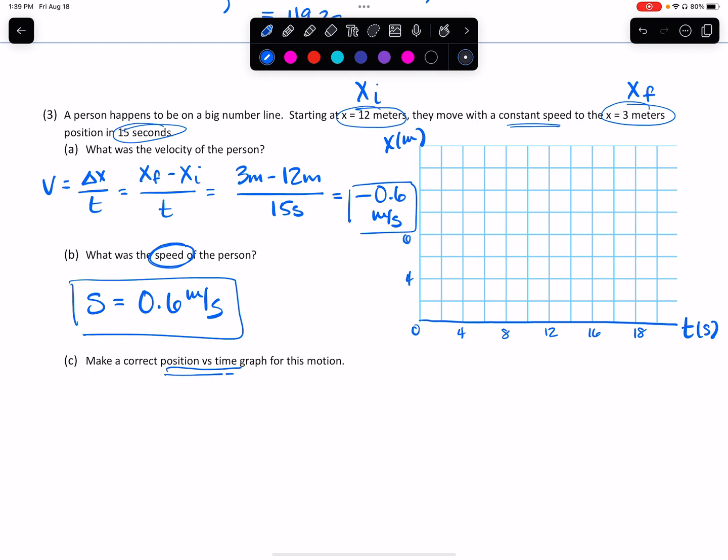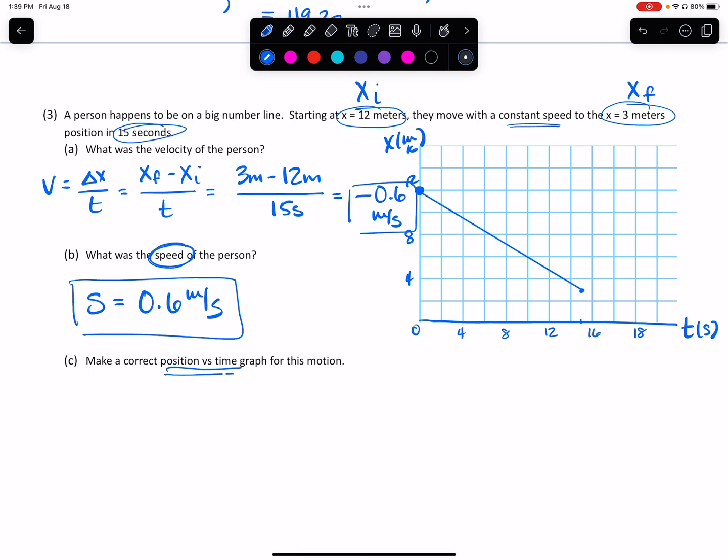Wait a minute. Oops. Sorry. 8, 12. Sorry, my answer is in the way here. So at time 0, I start at a position of 12. And then at 15 seconds, which is right here, I end up at 3, which is right about here. So then my position versus time graph should look like this.